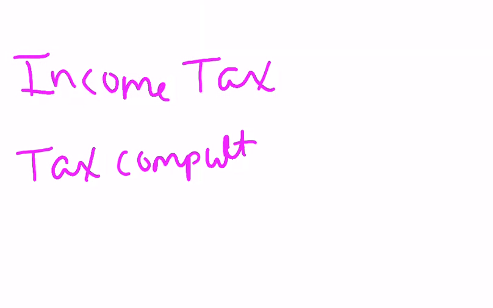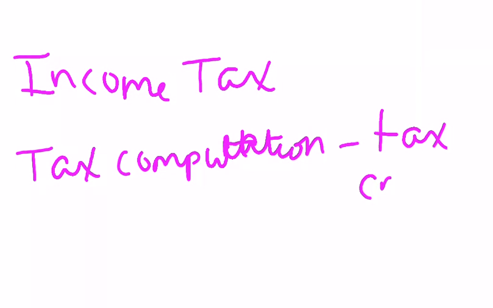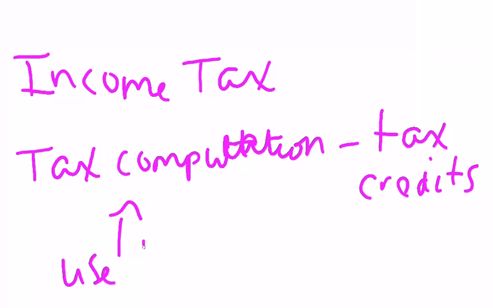And then once we have that, to find the actual income tax that is owed to the government, we take that taxable income and we have to figure out the tax computation based on the table that they give us. And then minus any tax credits. So we definitely, for this part, need to use the table.